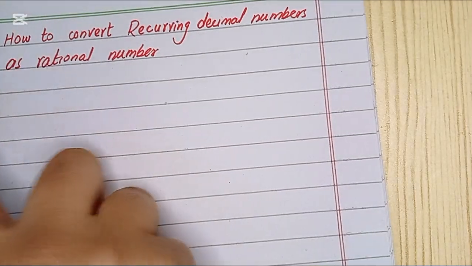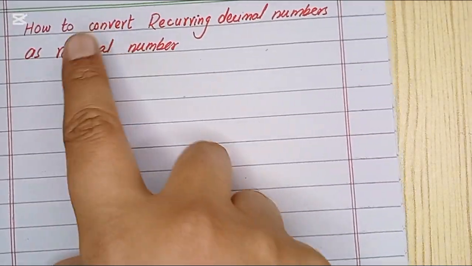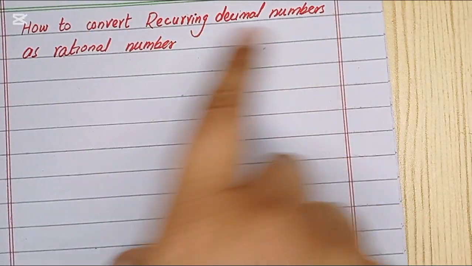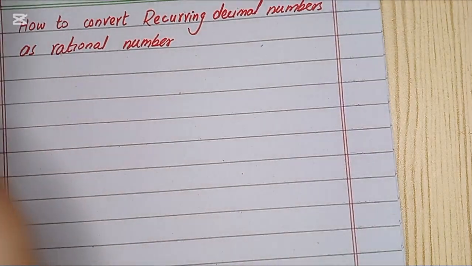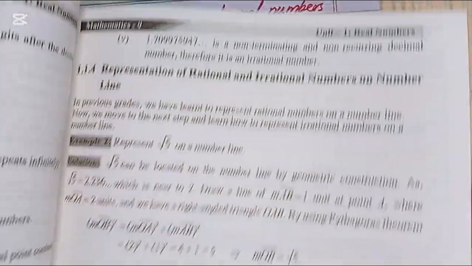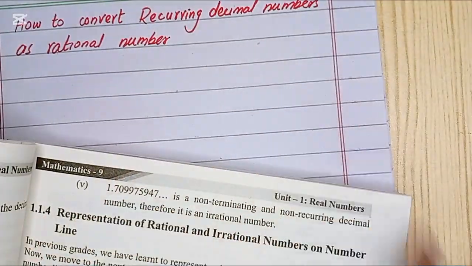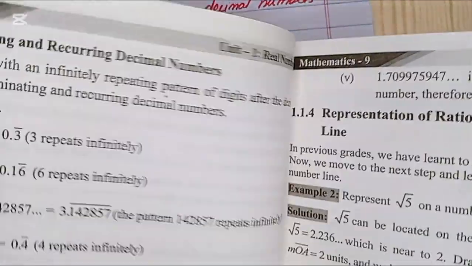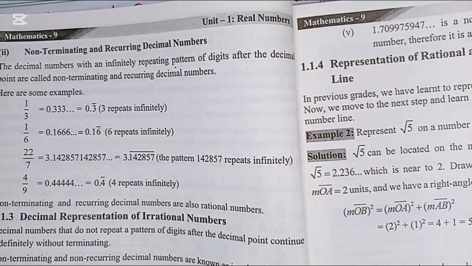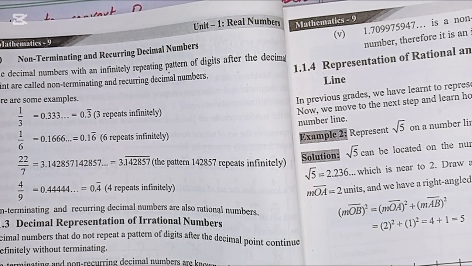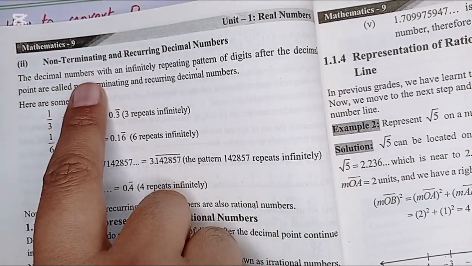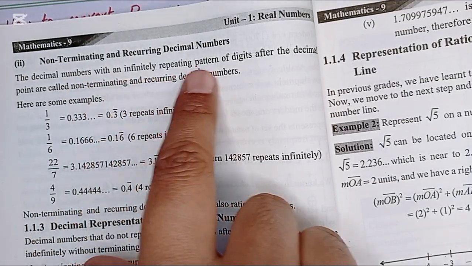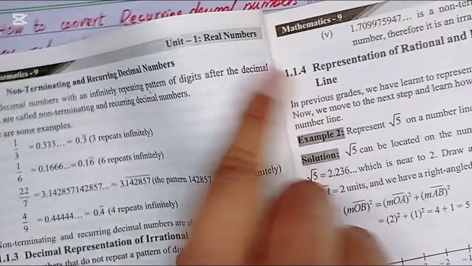Today we will learn how to convert recurring decimal numbers into rational numbers. First we should learn what recurring decimal numbers are. I will show you with this book that recurring decimal numbers are those decimal numbers with an infinitely repeating pattern of digits after the decimal point.